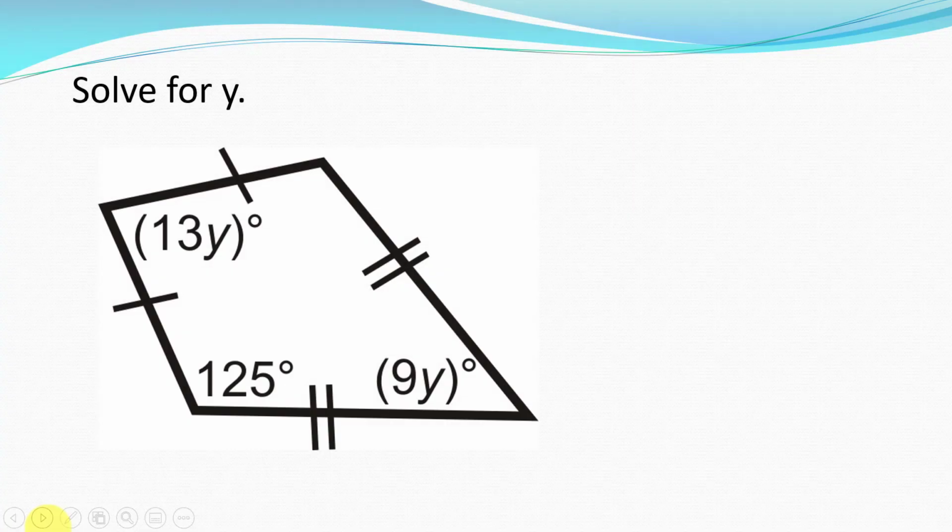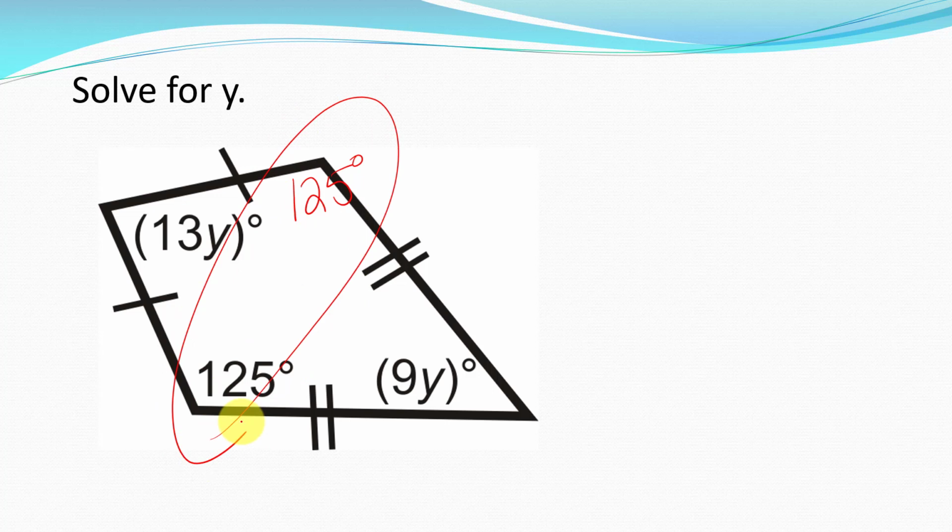All right, how are we going to do this one? Well, again, if this is 125, this angle here would be 125. These ones are congruent. And so I'm going to take away 360 minus double that, so that's 250. So 360 minus 250 leaves you with 110.